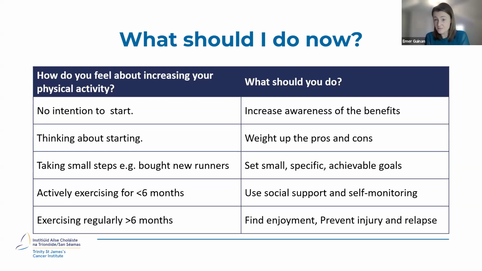If you've been exercising for 6 months, you've started, you're getting into your routine, that's where you really need to start getting into your social support and your self-monitoring so that you can see improvements. You can look back and you say, gosh, 4 months ago, I could only run this distance. Now I can run a longer distance, or I can run faster, whatever matters to you. And if you're exercising regularly for more than 6 months, really find enjoyment in what it is you're doing. Focus on preventing injury and focus on preventing that relapse back to being sedentary or inactive again. So really think about where you are and what you might do to start being more physically active.